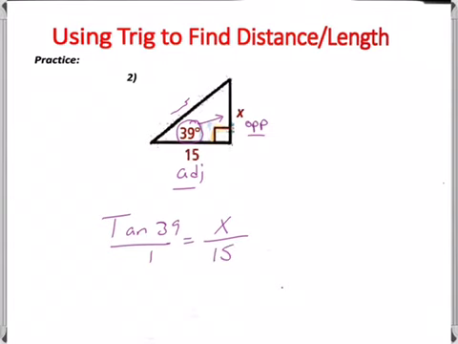So now we're going to cross multiply. When we cross multiply, we get x times 1 is x, and then 15 times the tangent of 39. Since our variable x is all alone, we can plug that in our calculator, and we're going to get x equals right around 12.15.